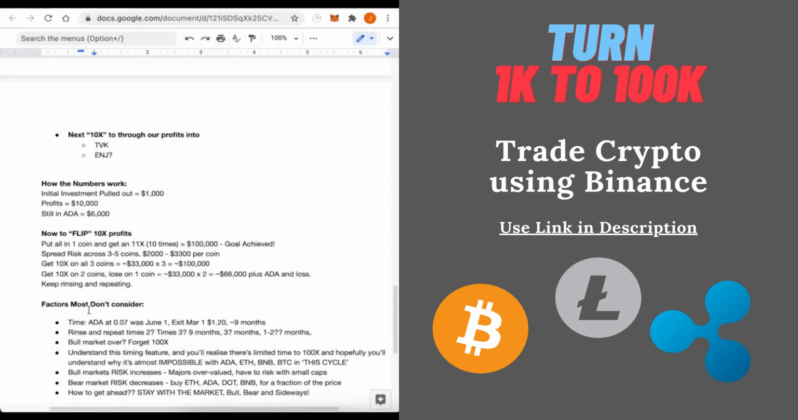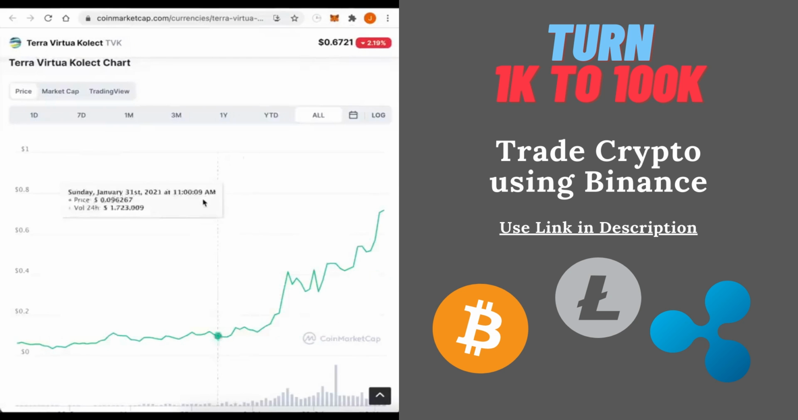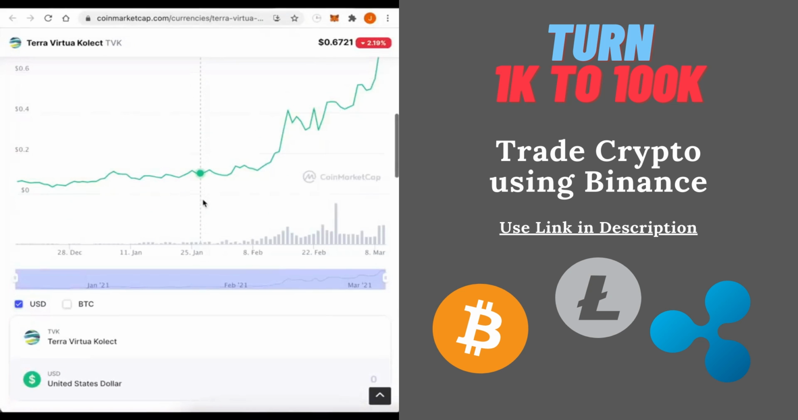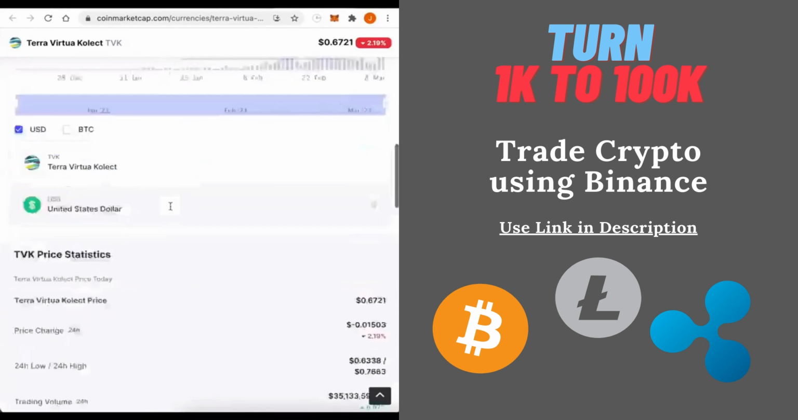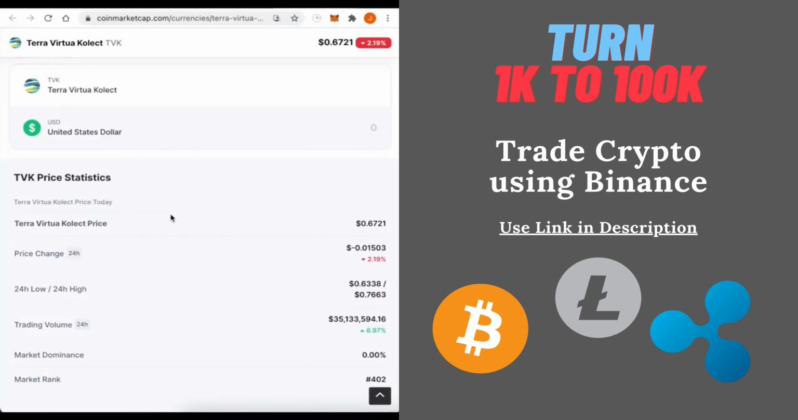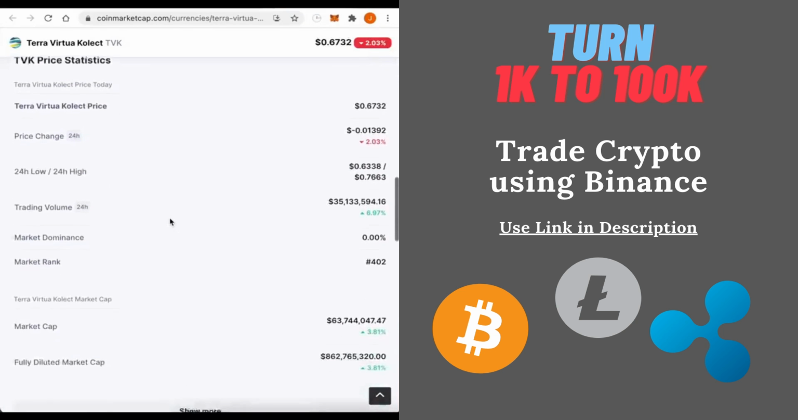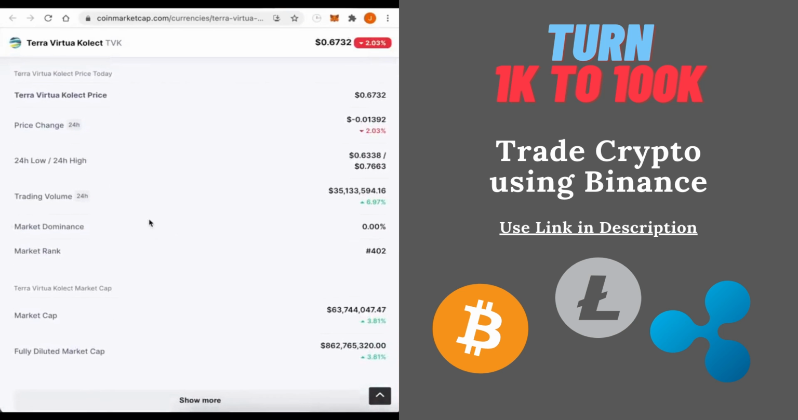Now before we go on to factors that most don't consider, let's just have a look at TVK, which is one that I've talked about here. So Terra Virtua Collect, you could be watching this in the future and just know the result, that it turned to absolute crap or it went to 100x. We just don't know at this point in time. It is an NFT marketplace. NFTs are super hot right now, and this is a marketplace to be buying them from. So I think it has the potential to do that.